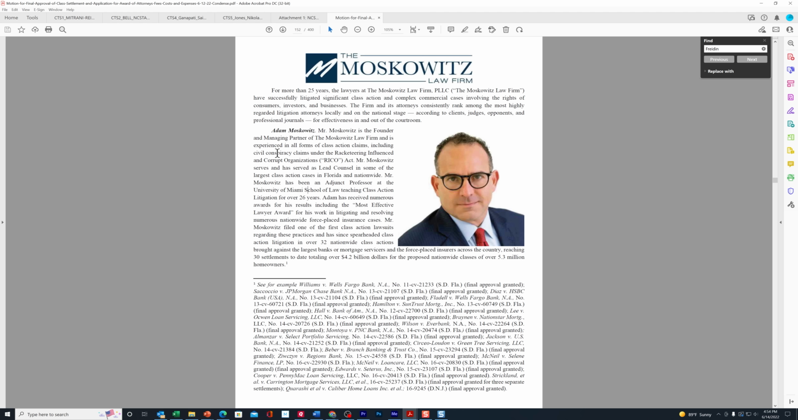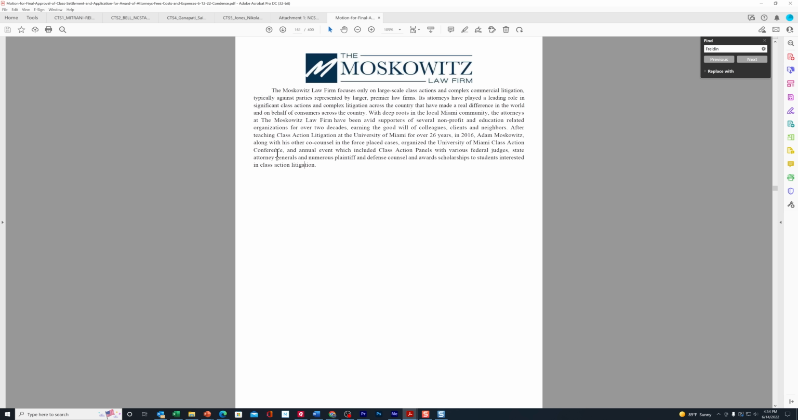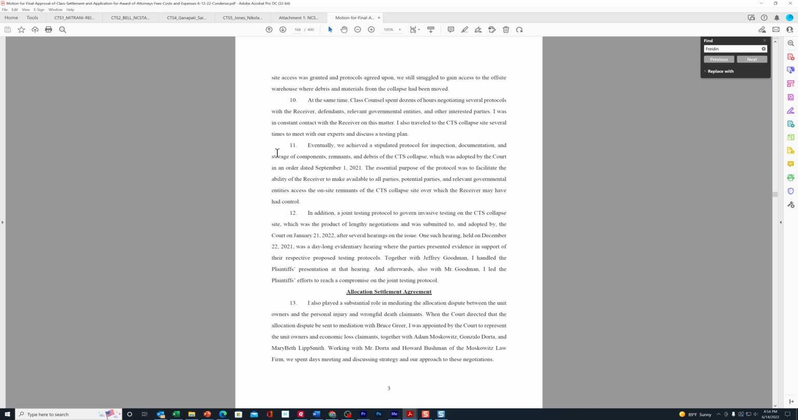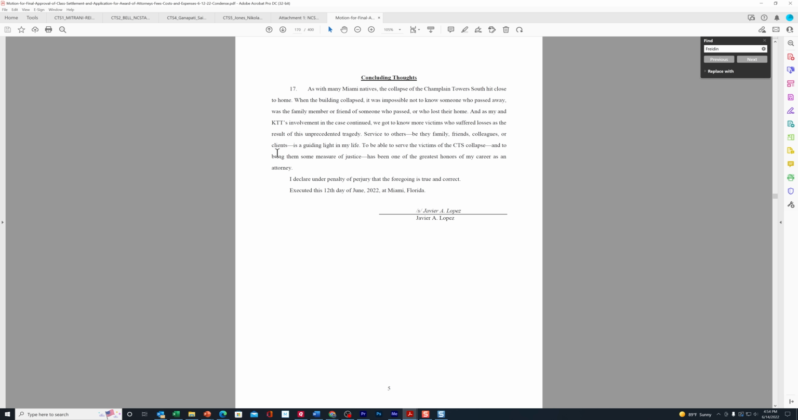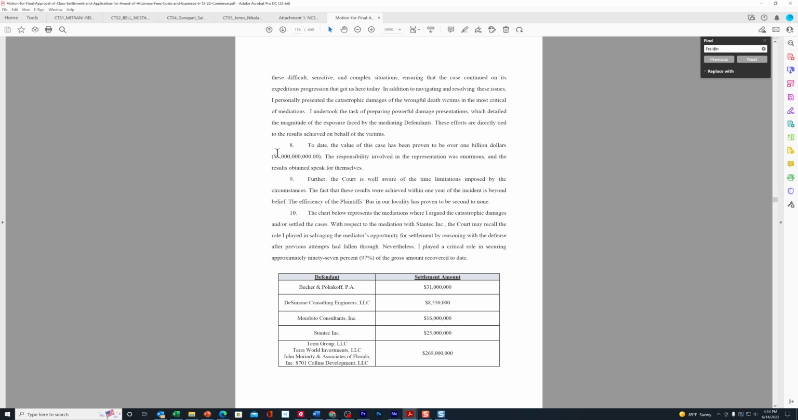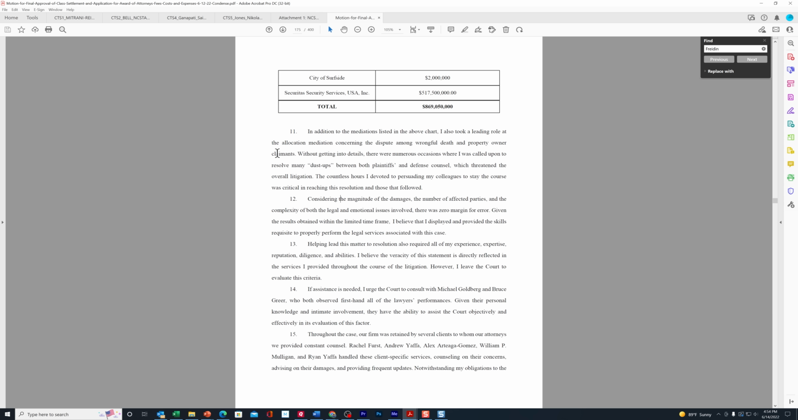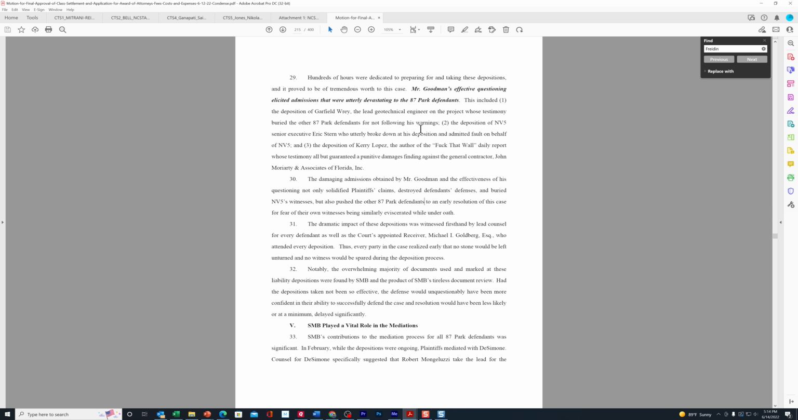So the reason why this document was 400 pages was because each law firm had to submit their resume, who was working on the case, how many hours they were working on it, what they did, and of course submit their final amounts, and all of those had to be added together. Now take a look at this here. This shows how some of these attorneys really earned their money here, because look at this.